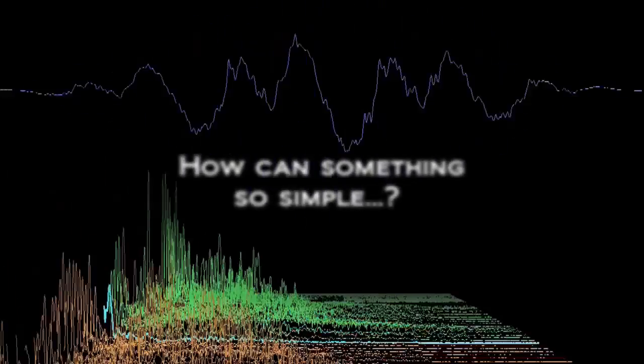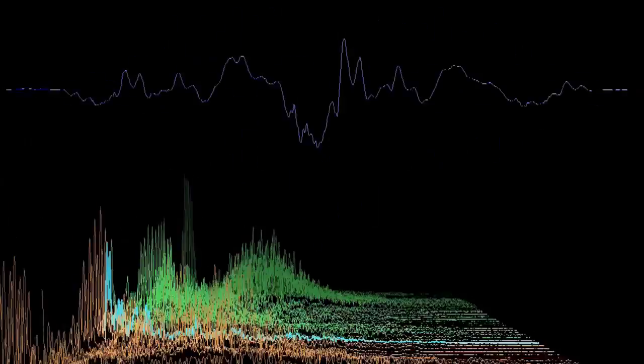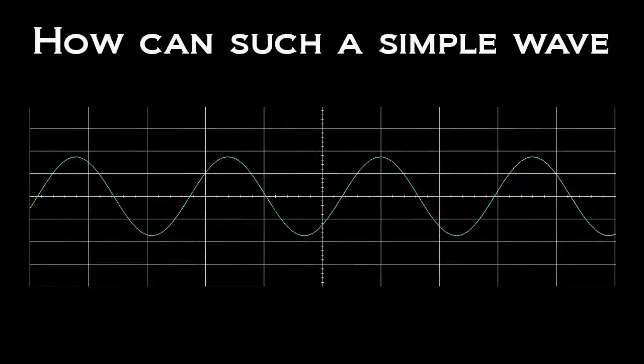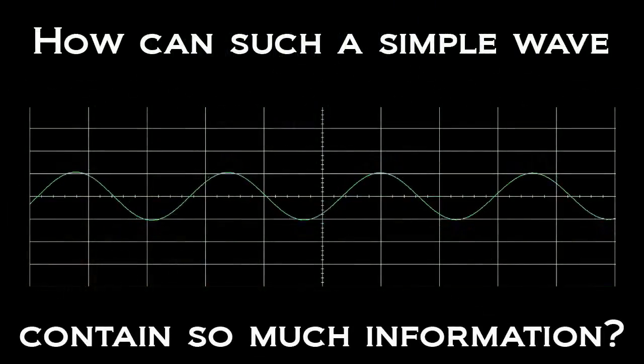How can something so simple like a sine wave be so versatile? After all, we use sound to transfer information in speech or music. How can such a simple wave like this contain so much information? Well, the short answer is that it can't.